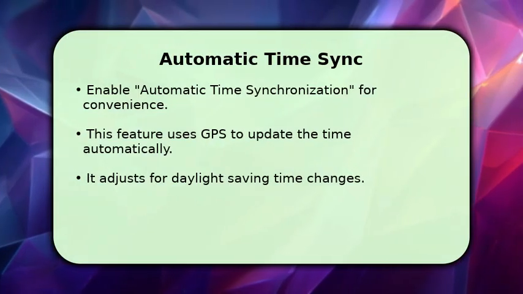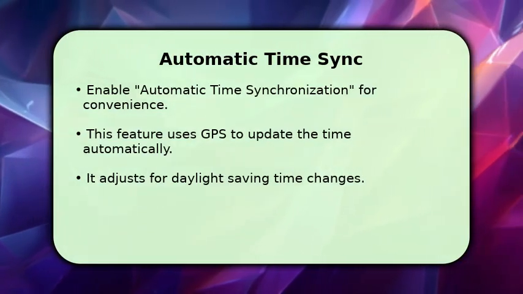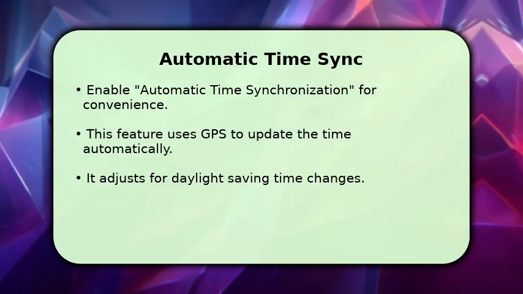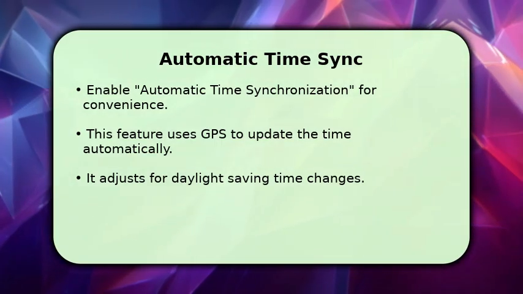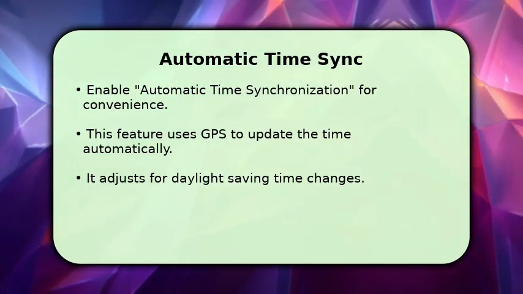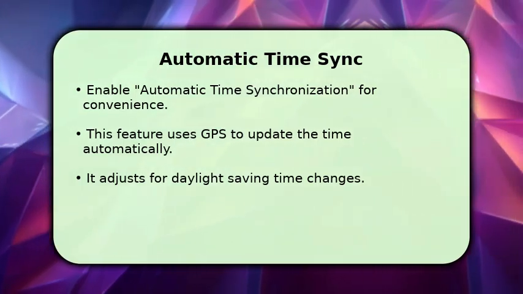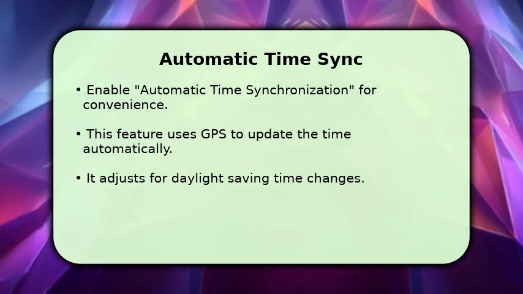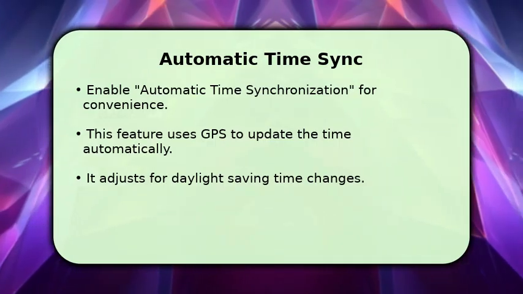For ultimate convenience, look for the Automatic Time Synchronization option. Enabling this feature allows your Mercedes to use its GPS system to automatically update the time. This means you won't have to manually adjust for daylight saving time or when traveling across time zones. It's a smart way to keep your clock accurate with minimal effort.